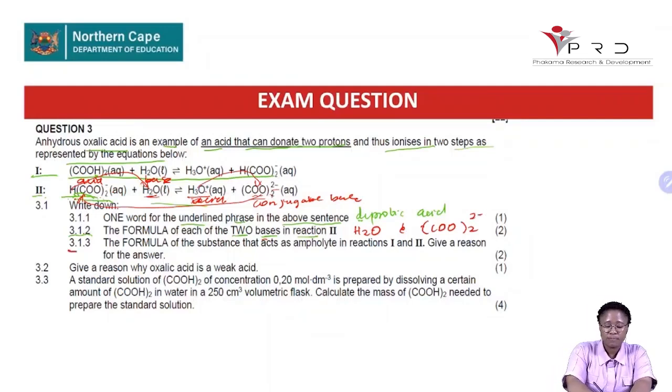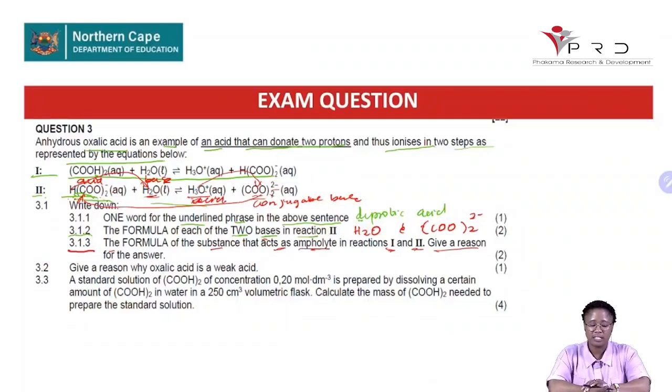Quickly look at 3.1.3. I hope you guys are getting it correct and you are checking yourself and marking yourself. The formula of the substance that acts as an ampholyte in reaction 1 and 2. And then the question says further give a reason for your answer. So as you can see, remember, an ampholyte is the substance that acts as an acid in the presence of a base and can act as a base in the presence of an acid.